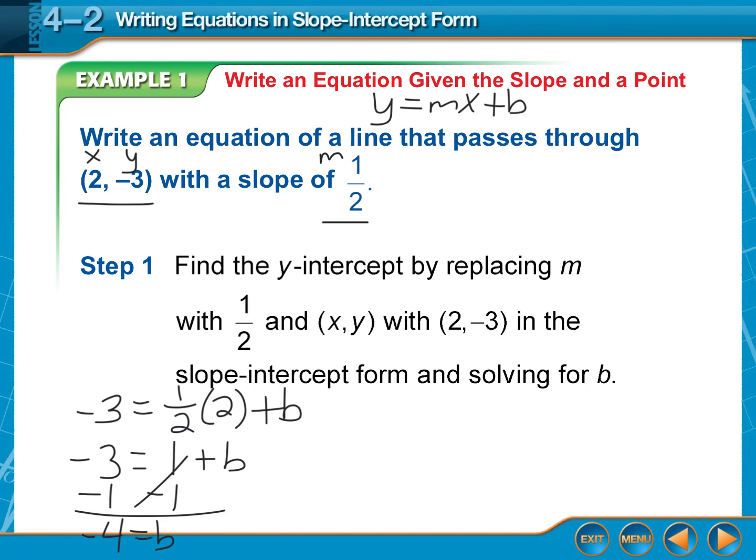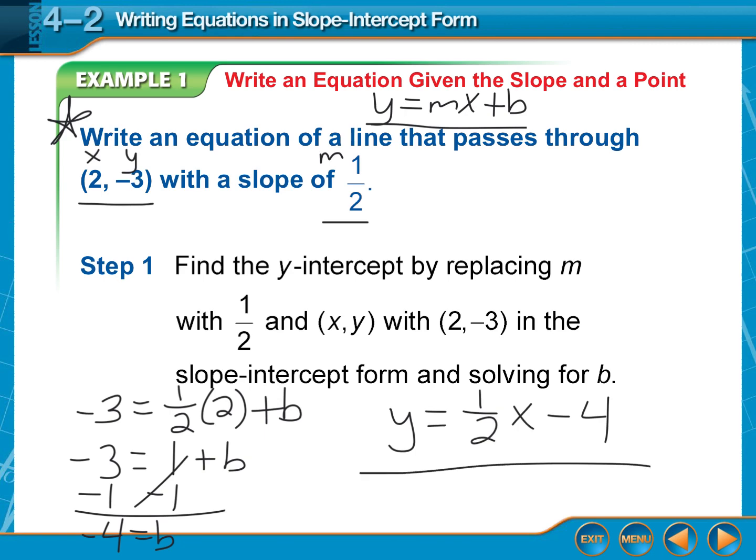But that is not the last thing. It wants us to write the equation. So now we just need to write it in y equals mx plus b. So we have y equals, what did we say our slope was? 1/2 x minus 4. So that's it. So once we find our b, don't forget to do this step. Write the equation, plug it back in. Okay?